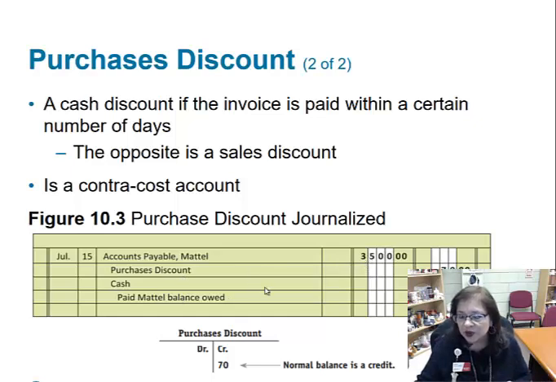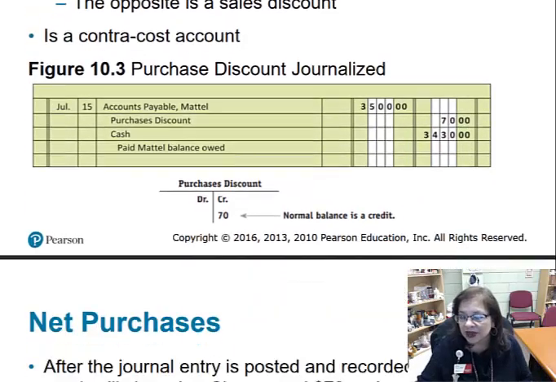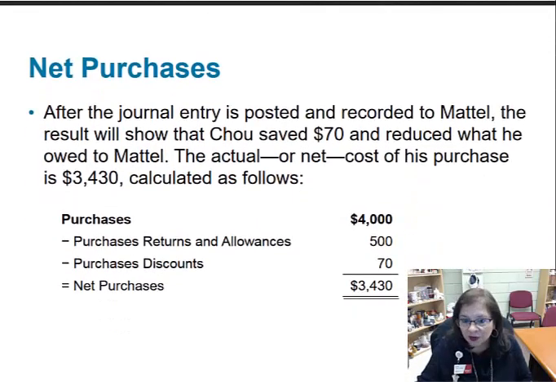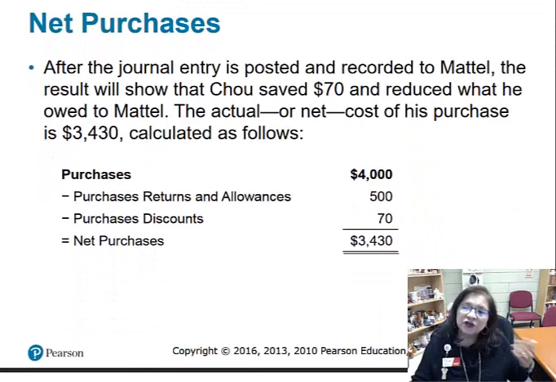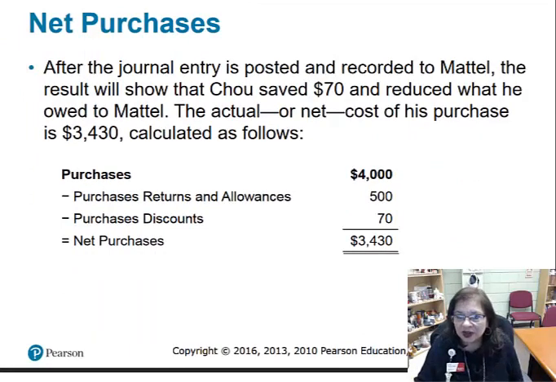So we debit the accounts payable, the controlling account as well, and we credit the purchases discount, and we credit cash because we're actually going to pay them ahead of time. Now, after the journal entry is posted and recorded, the result will show that Child saved $70, because that's what he did. He saved the $70 for 2%.